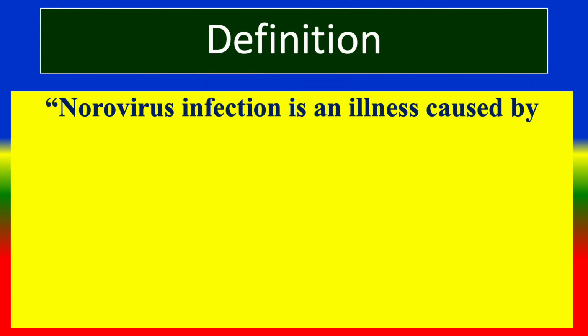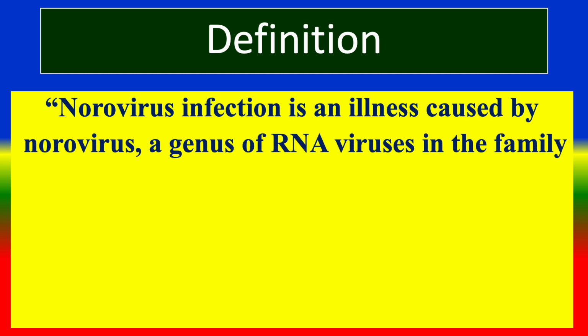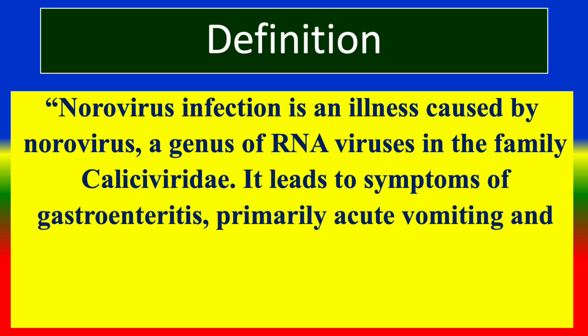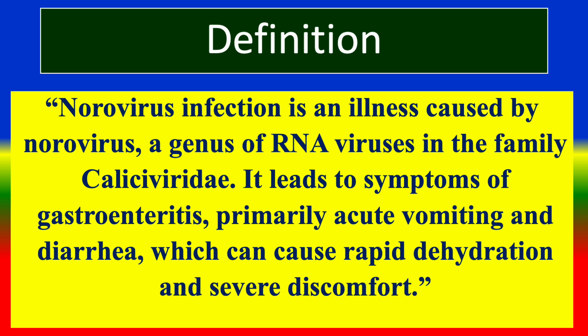Definition. Norovirus infection is an illness caused by norovirus, a genus of RNA virus in the family Caliciviridae. It leads to symptoms of gastroenteritis, primarily acute vomiting and diarrhea, which can cause rapid dehydration and severe discomfort.